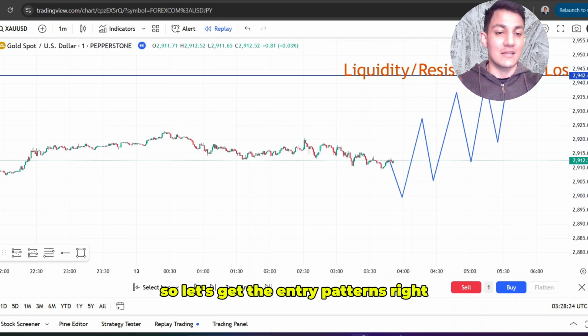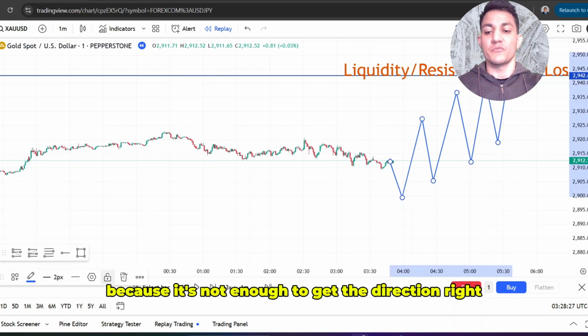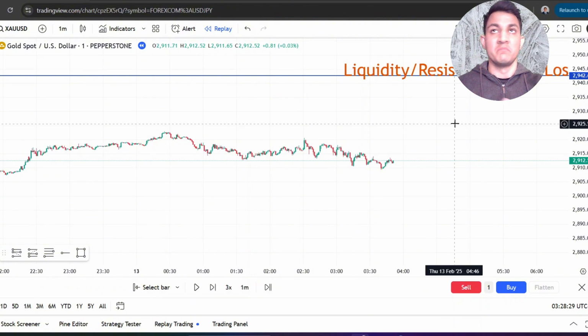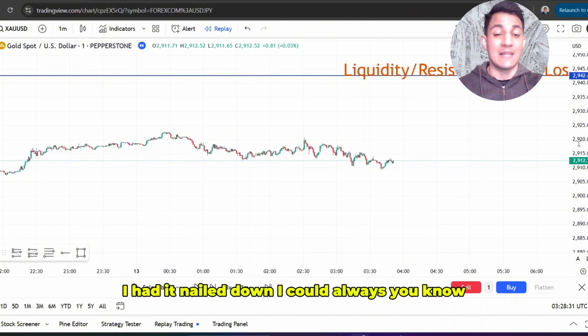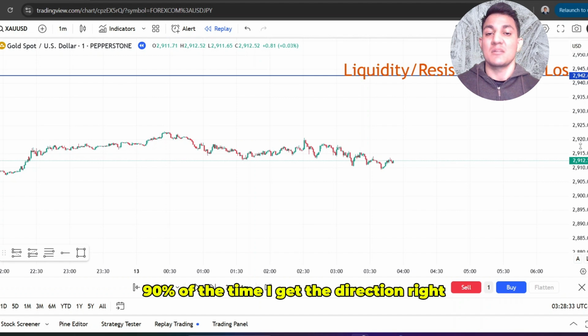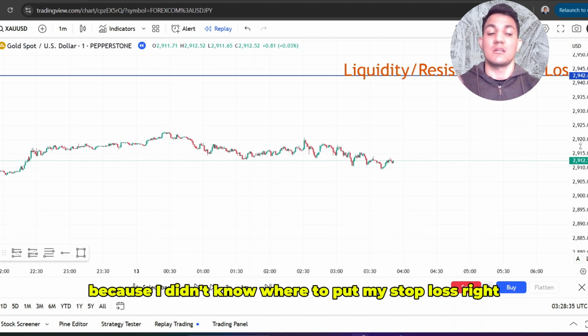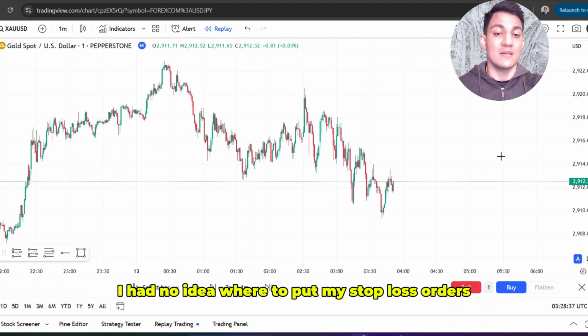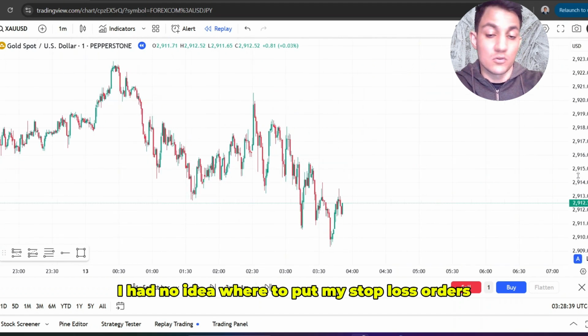So let's get the entry patterns, right? Because it's not enough to get the direction right. I had the direction in the market probably within a year in trading. I had it nailed down. I could get the direction right 90% of the time, but I made no money because I didn't know where to put my stop loss. I had no idea where I was going to put my stop loss orders, and it always got hit.